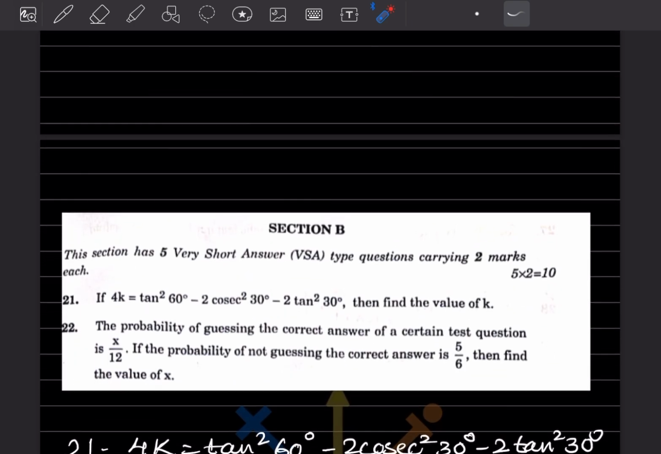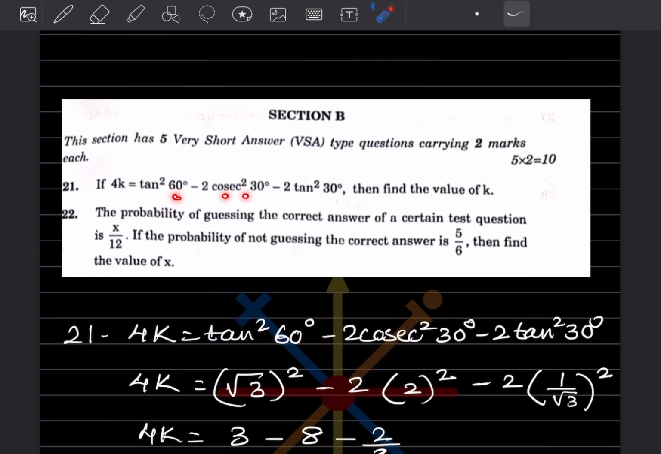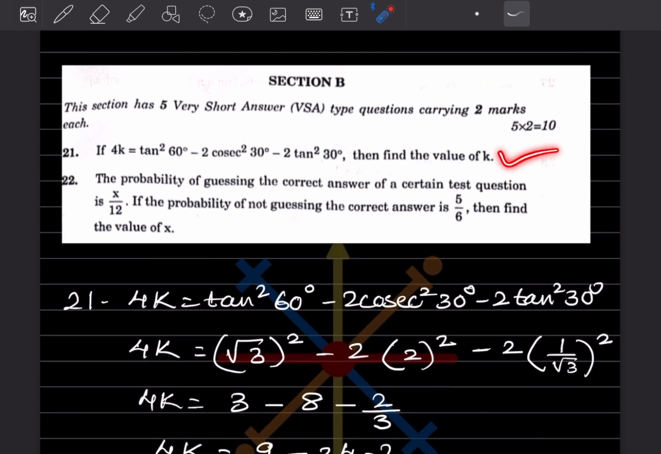Now let us see section B. If 4k is equal to tan square 60 degree minus 2 cosec square 30 degree minus 2 tan square 30 degree, then you have to find the value of k. So now let us start. The same thing is given over here.